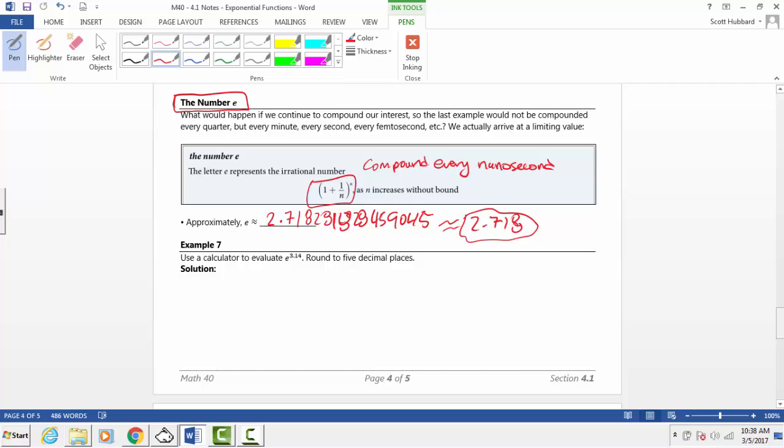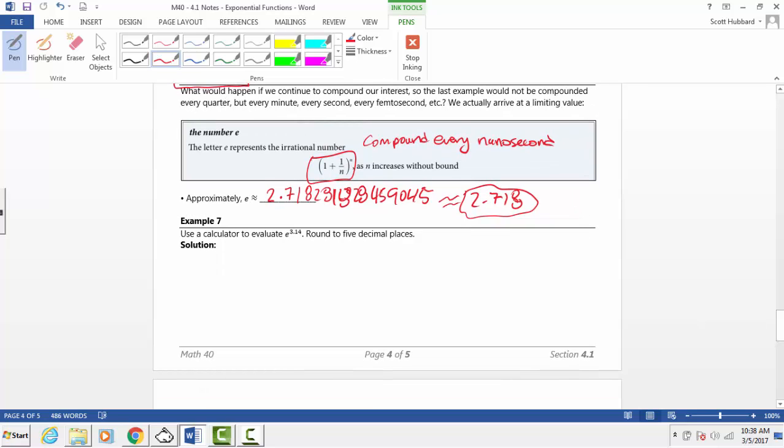So it's kind of weird, but if you compound over and over and over again, every second, every nanosecond, every femtosecond, as fast as possible, we call that continuous growth, continuous compound growth. Well, then it doesn't matter. You're limited by this as much as you can grow, this number e, which is pretty cool.